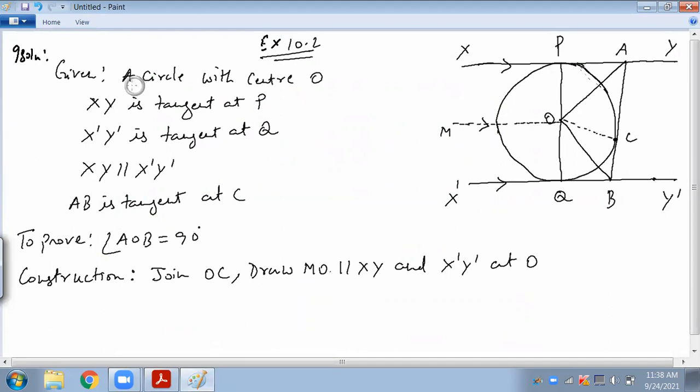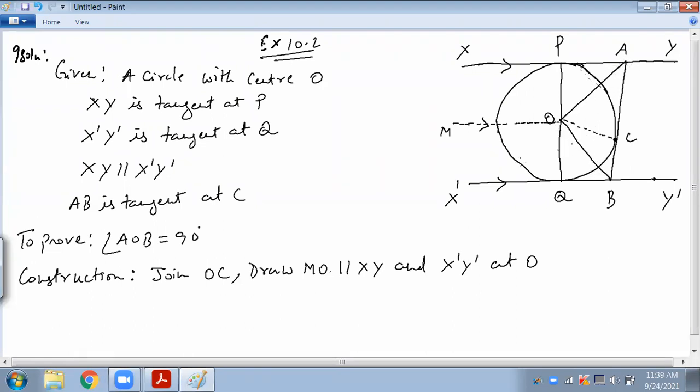A circle with center O. First, there is a circle. Then XY is a tangent at P. X'Y' is a tangent at Q. And XY is parallel to X'Y'. And there is another tangent, AB is a tangent at C. To prove what: angle AOB is 90. Now you have to show angle AOB is 90.